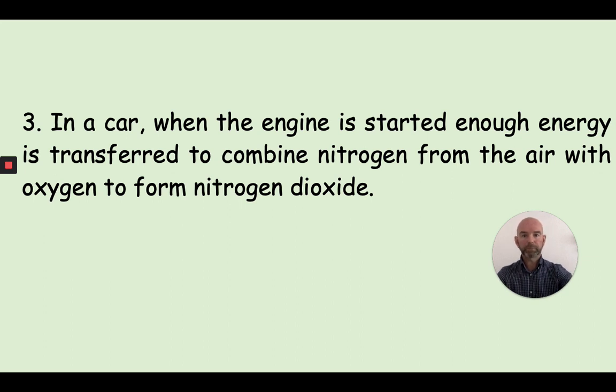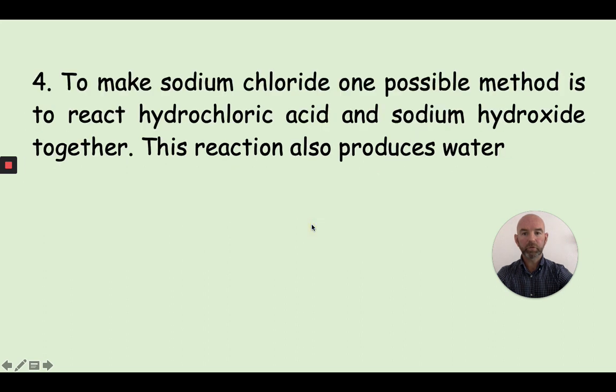Okay, welcome back. Let's go on to the other one. We've got a few more of these left. To make sodium chloride, one possible method is to react hydrochloric acid and sodium hydroxide together. This reaction also produces water. So you need to really read this one. To make sodium chloride, one possible method is to react hydrochloric acid and sodium hydroxide together. The reaction also produces water. So pause now and write that down.